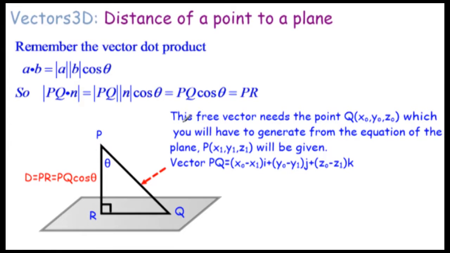Now this free vector needs the points, obviously, and it generates something like this. This is the equation of the free vector from P to Q, coming down this way. You start at Q, so it's x0 minus x1 i, and then y0 minus y1 j, and then z0 minus z1 k. So this is going to be the free vector. This is going to be handy because when we do the dot product, we'll generate the perpendicular distance formula in 3 dimensions with the aid of this vector PQ. Let's look at an example now.